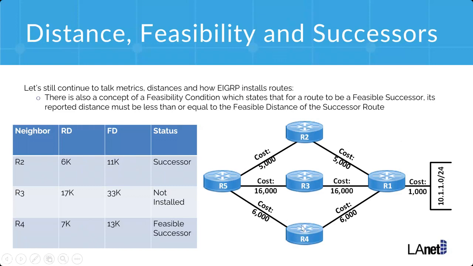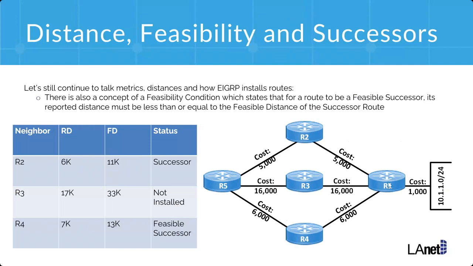But what about this path through R3? Well, the reported distance on R5 through R3 is 17K, 1K plus 16K. And the feasible distance would be 33K. This is not installed. It's not installed because it does not meet the feasibility condition, right? The reported distance, 17K, is not less than or equal to the feasible distance of the successor route. 17K is not less than or equal to 11K. So I don't even use that route. It doesn't go into the topology table at all. It's like it doesn't exist from EIGRP's perspective.